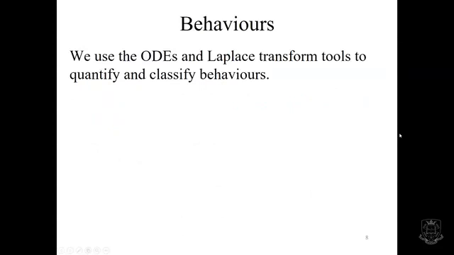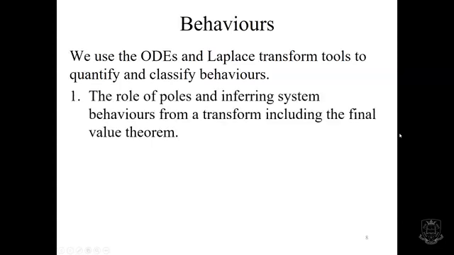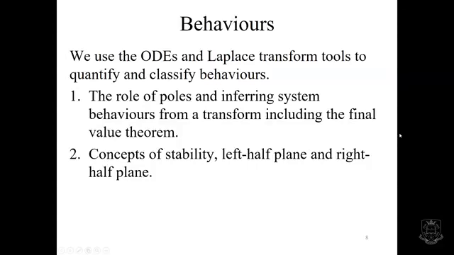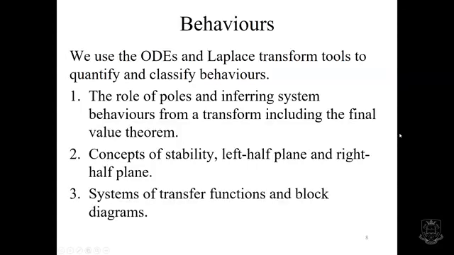Behaviours then. So we're going to use ODEs and Laplace transform tools to quantify and classify behaviours. So you need to understand the role of poles and how you might infer system behaviours from a transform, including the final value theorem. You need to understand concepts of stability. What's the significance of the left half plane and the right half plane? And what happens if you have systems of transfer functions, so systems interconnected with each other, and how might you draw block diagrams to represent these?